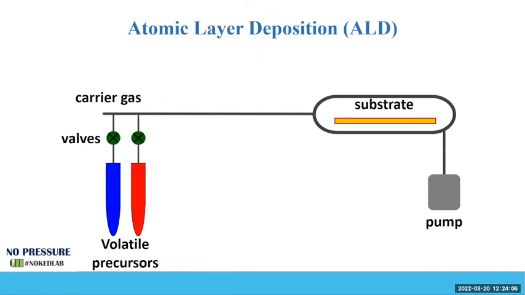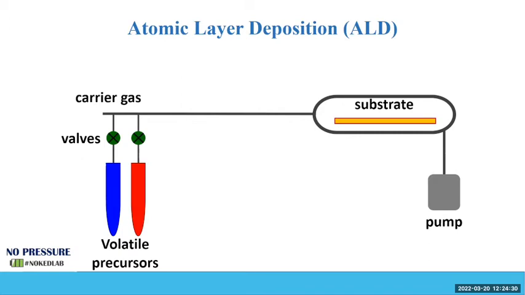Atomic layer deposition takes it even a step further. There is an alternating sequence of these two reactants, meaning fast valves here on the blue, fast valves here on the red, and then they enter the reactor separately. We are separating them, and the number of alternating sequences is going to determine the thickness of the deposited layer.